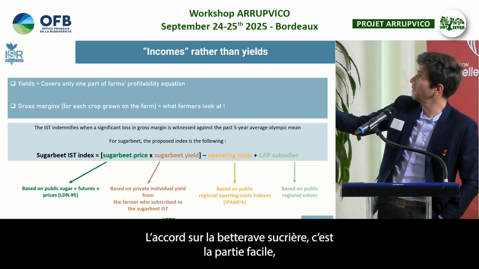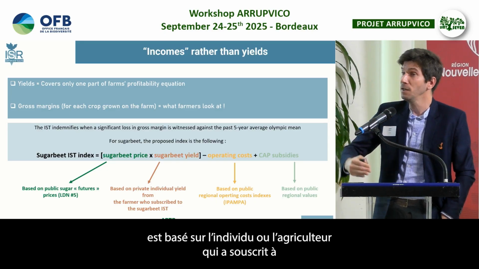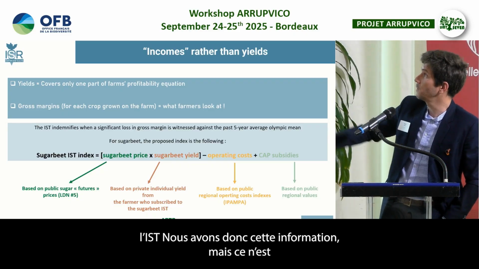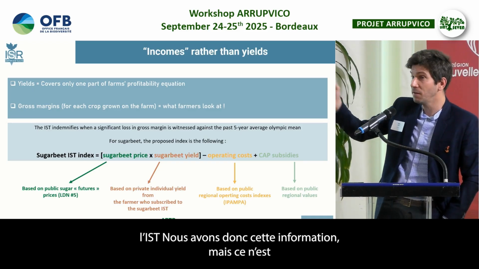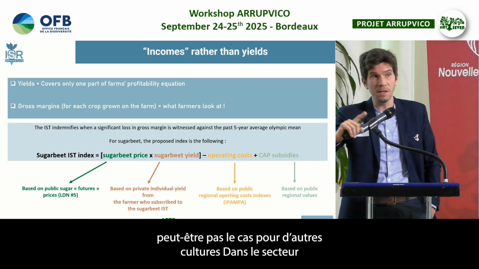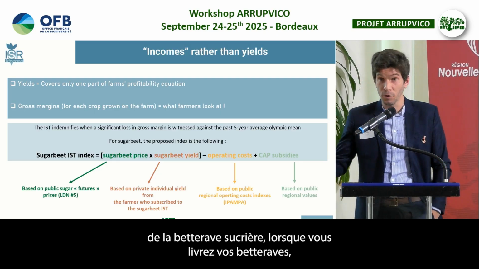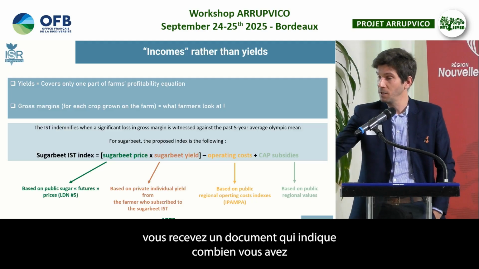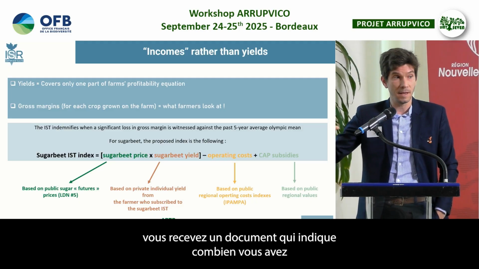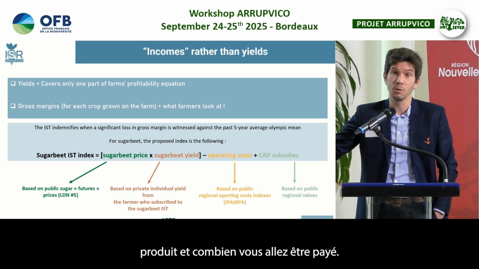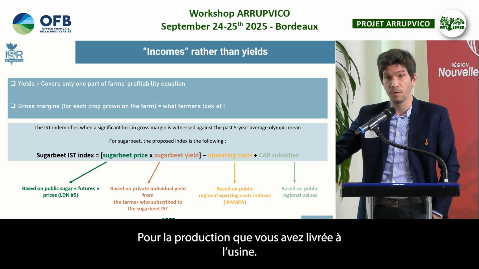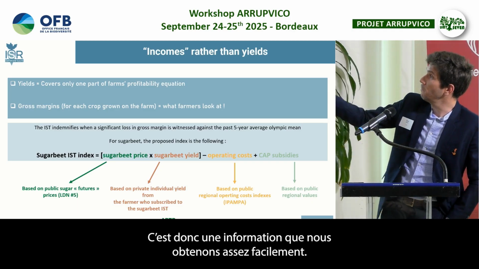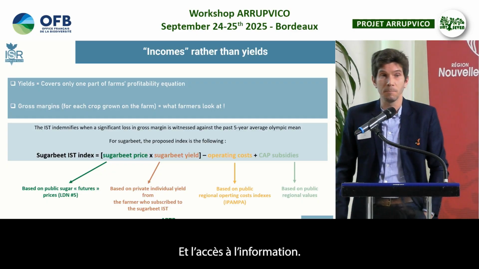The sugar beet yield, this is the easy part, is based on the individual farmer that subscribes to the IST. So we have this information, but that may not be the case for other crops. In the sugar beet sector, when you deliver your beets, you receive a paper that states how much you've produced and how much you're going to be paid for that production that you delivered to the mill. So this is information that we have pretty easily.